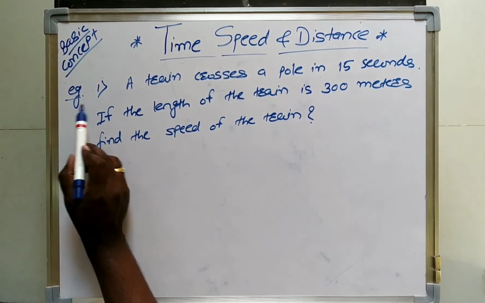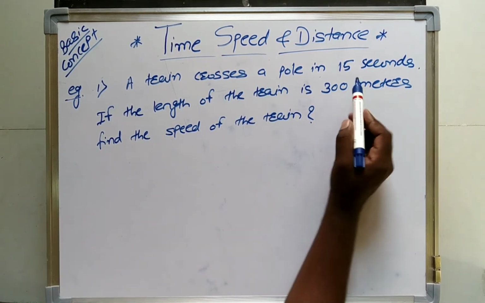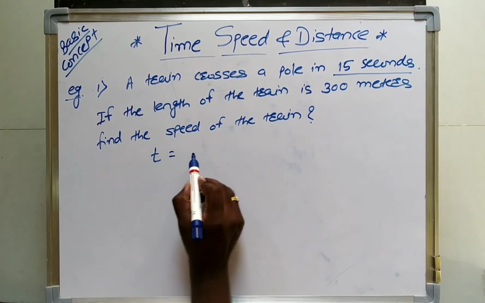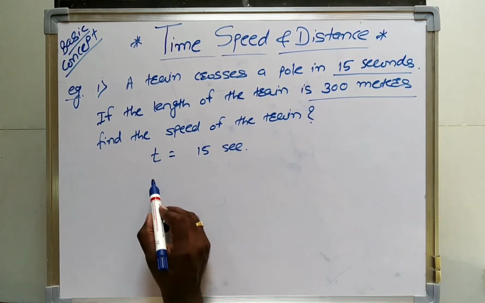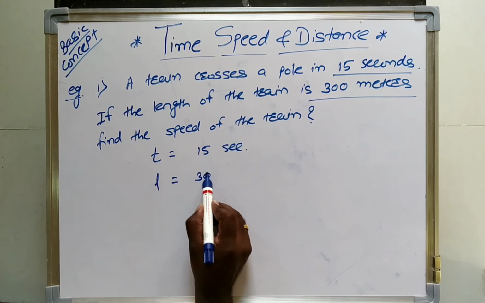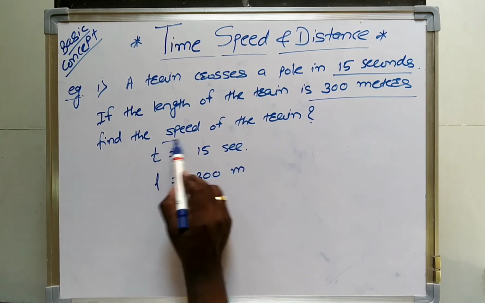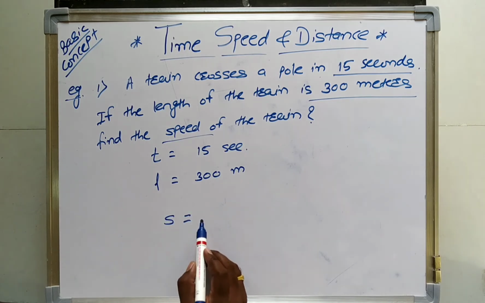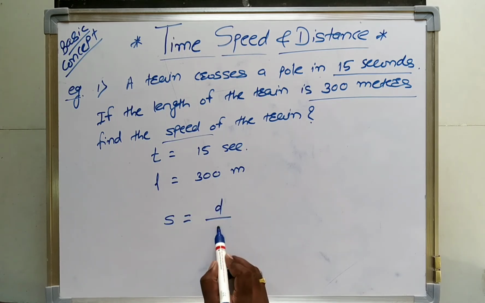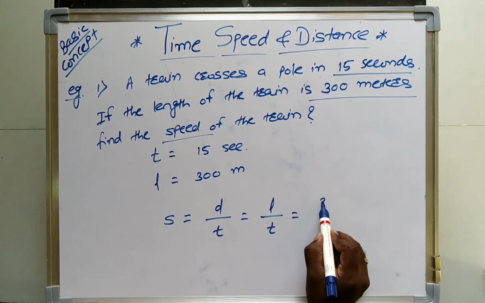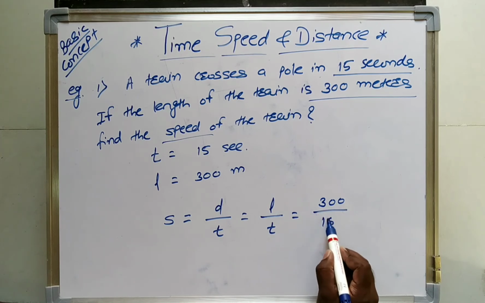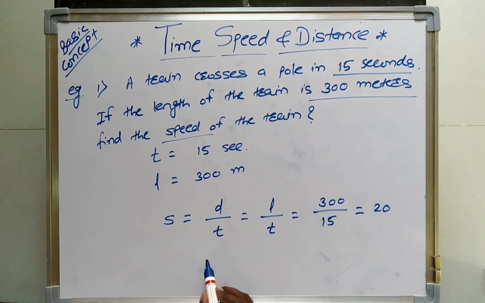Now example number 1. A train is crossing a pole in 15 seconds. The time is given, that is 15 seconds. If the length of the train is 300 meter, the length is given. Find the speed. What is speed? Speed is equal to distance upon time. What is distance here? The length. Length upon time is equal to 300 divided by 15, that is, speed is equal to 20 meter per second.